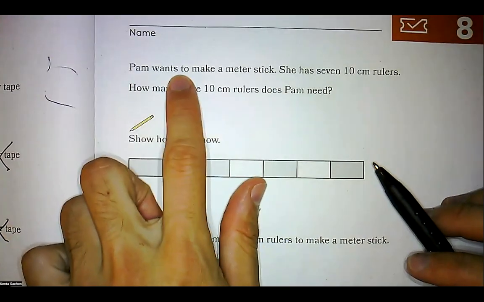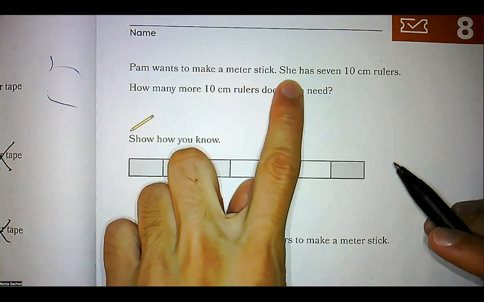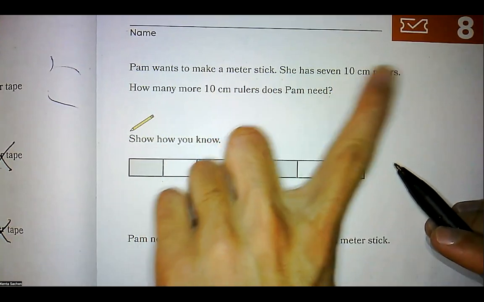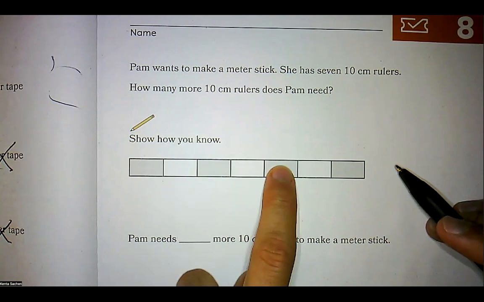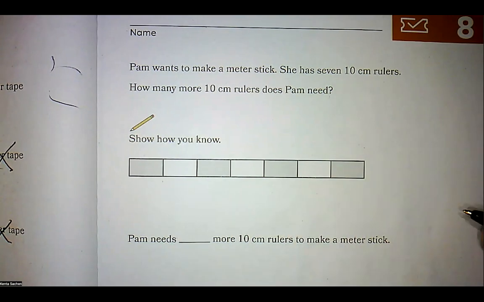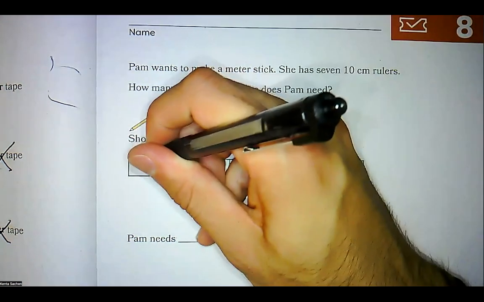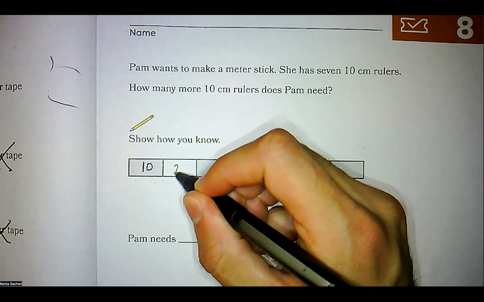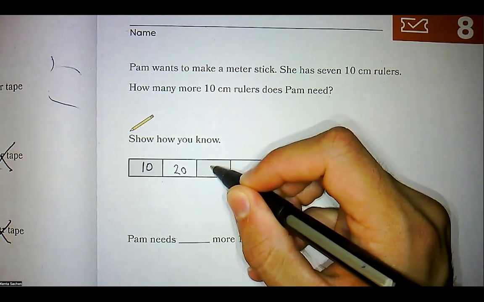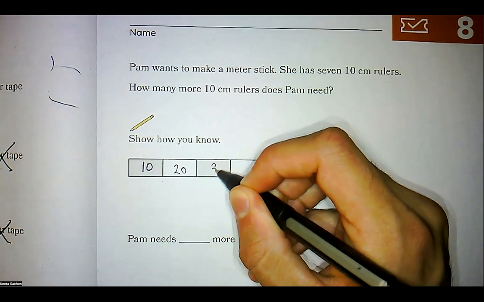Okay. It says Pam wants to make a meter stick. She has 7 10-centimeter rulers. Okay, 1, 2, 3, 4, 5, 6, 7. And I know that each of these is 10 centimeters, so I can say 10. Right here is going to be 20. This next one is 30, right?